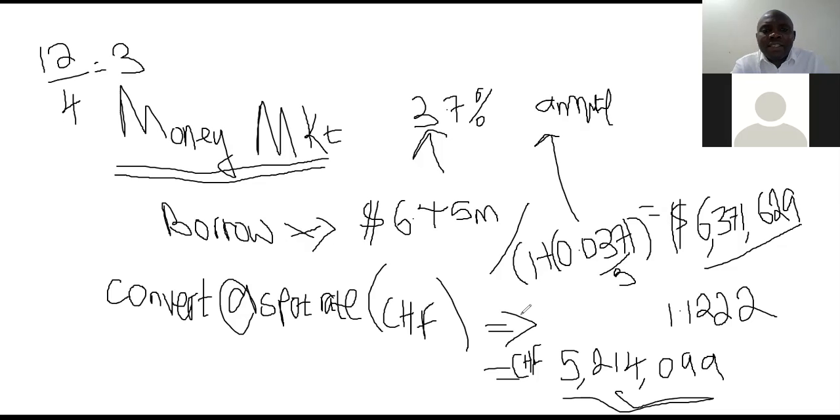Because we had this 6371, isn't it? Just check this number nicely. The 5214099 looks questionable. 6371629 divided by 1.1222, because it looks very steep, the number that you found there. I'm getting the same one, 5214099, when you divide the 6.371629.